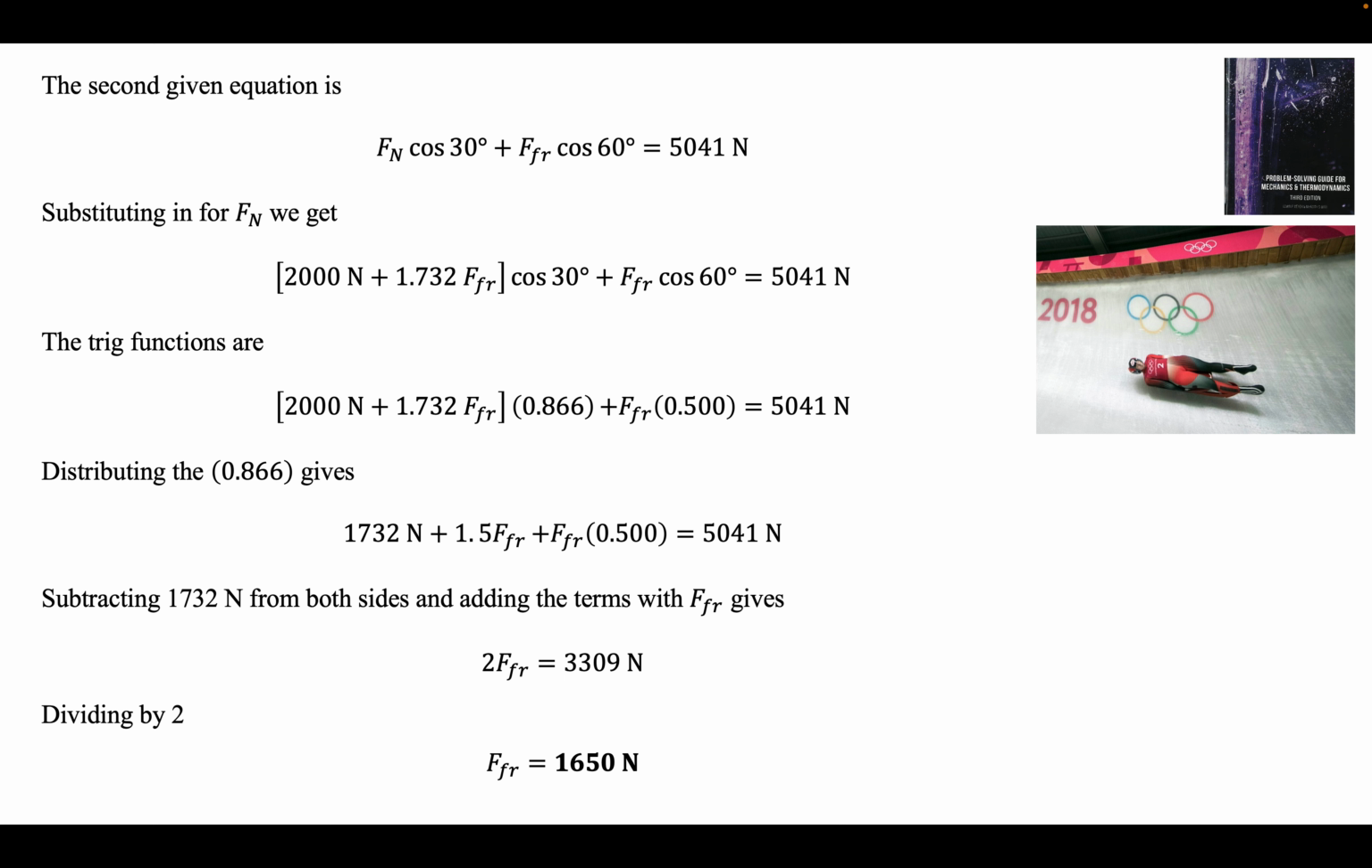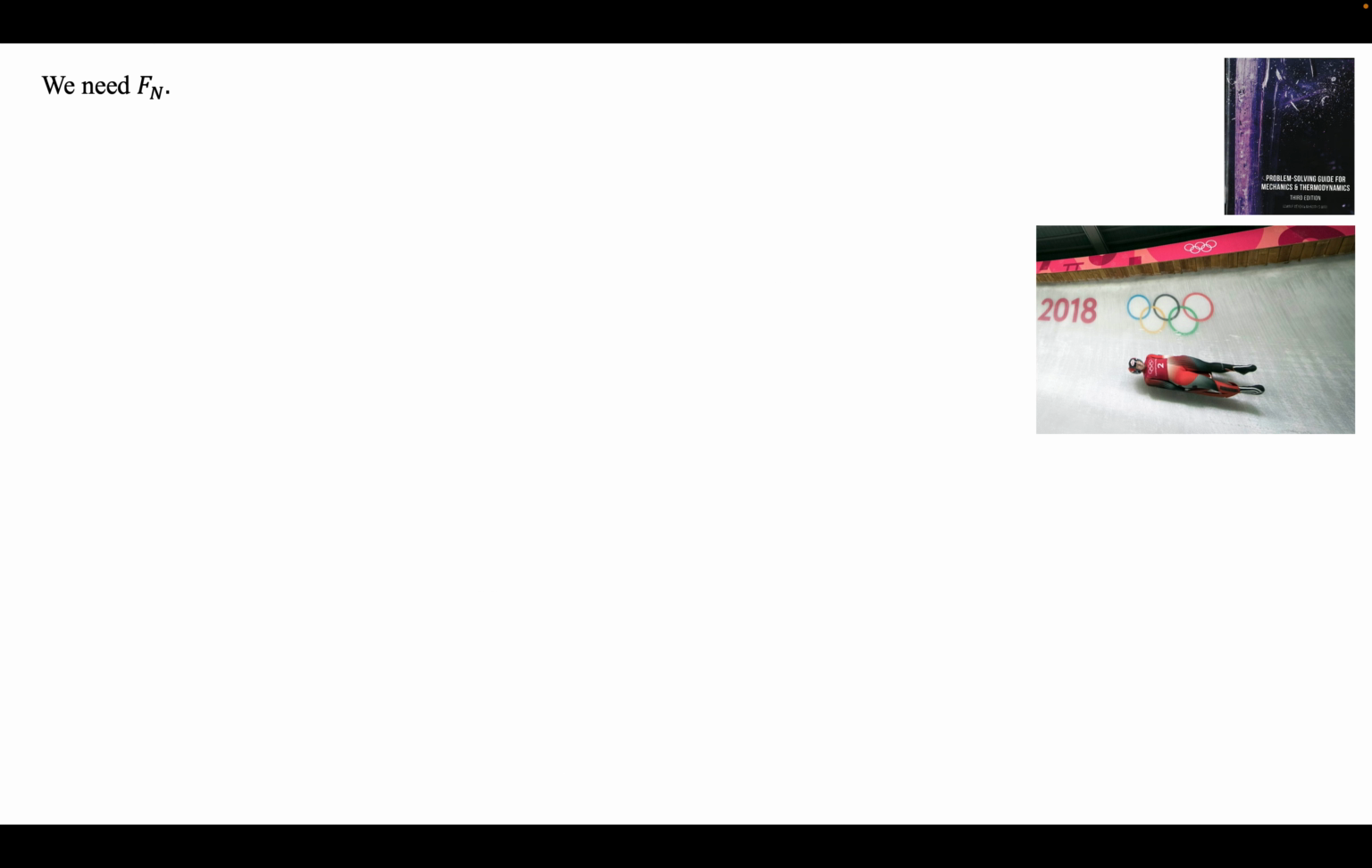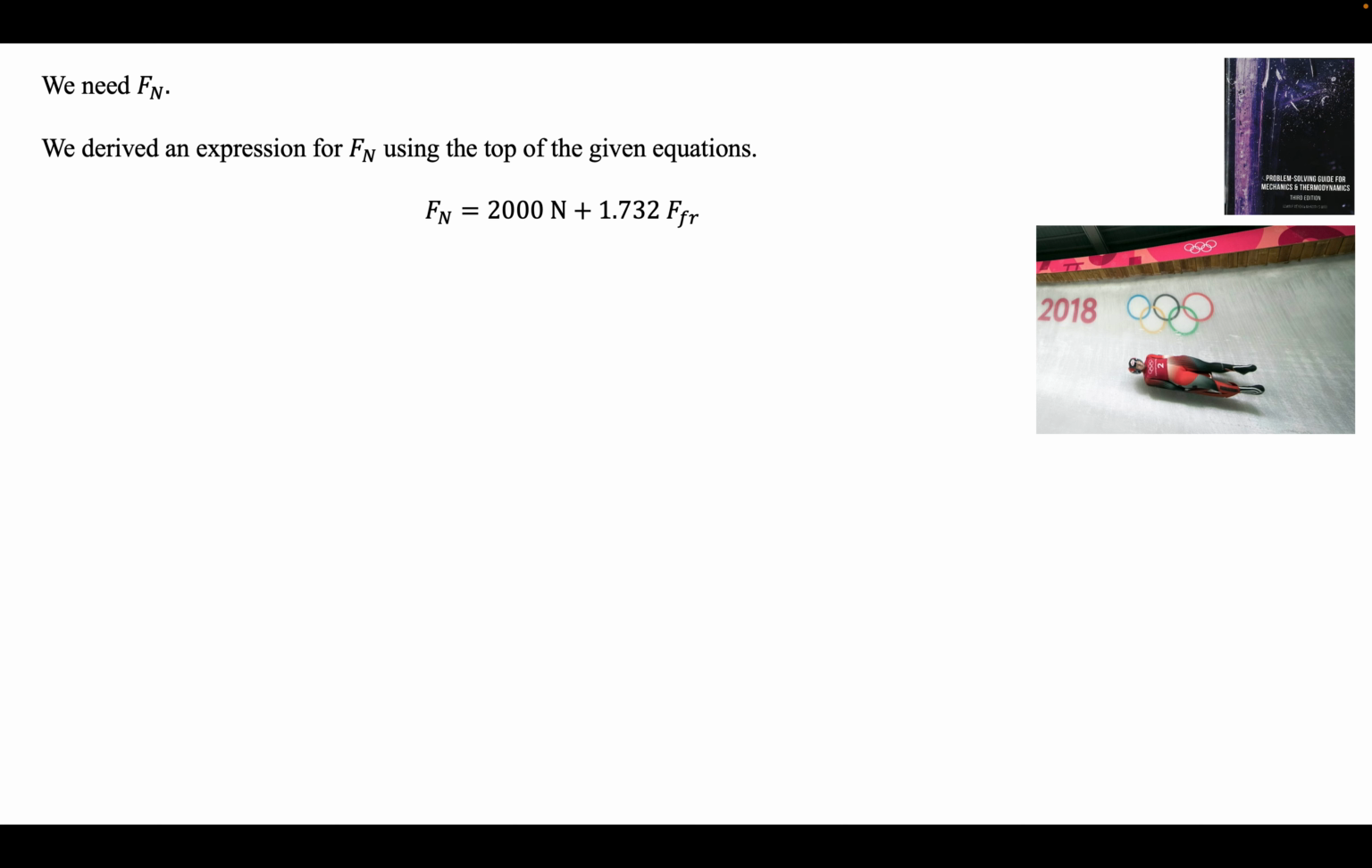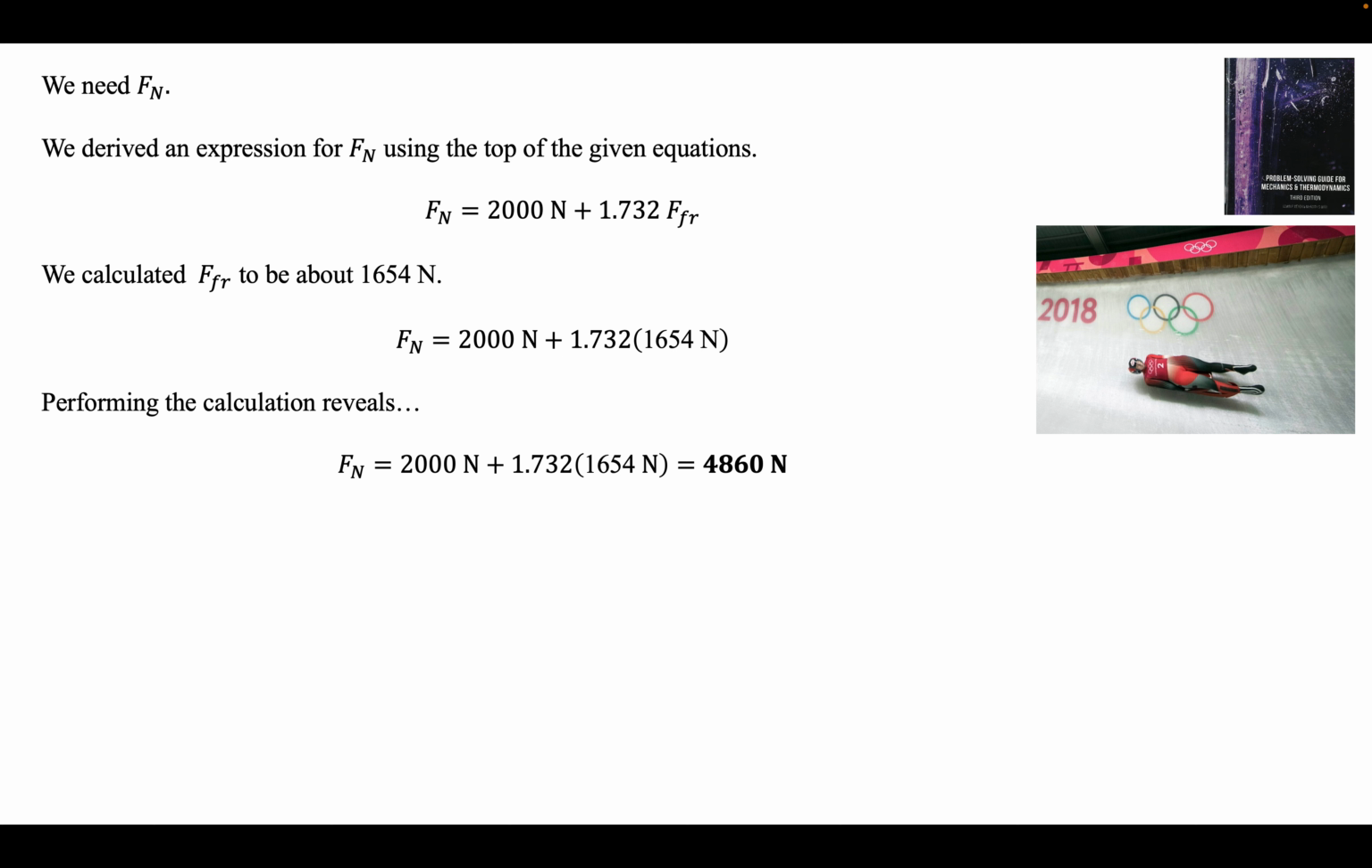But we're not done, because we need to get the normal force. We have to get both forces. But we derived an equation for Fn using the top equation. And there it is. 2,000 newtons plus 1.732 Fr. We know what Fr is. We just calculated it. About 1654 newtons, so we just plug that in and do the math. About 4860 newtons, which is close to 5 Gs. Quite an acceleration.